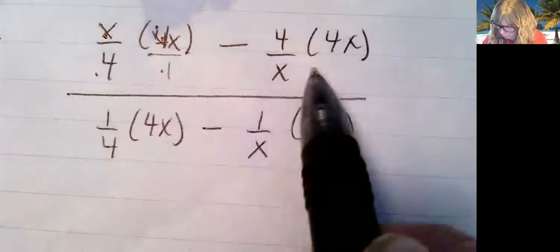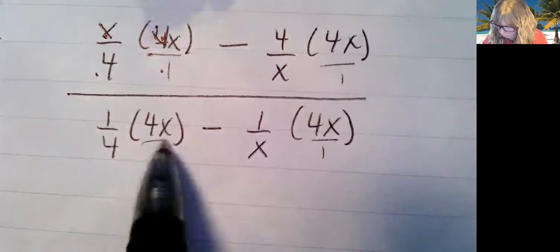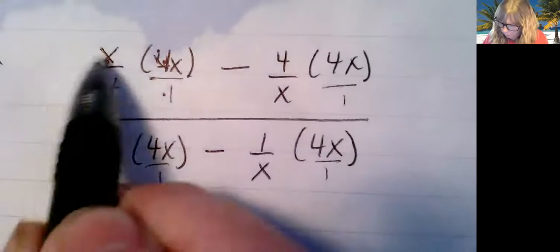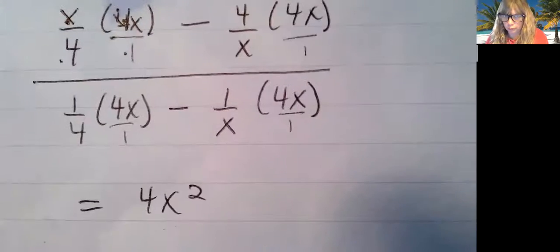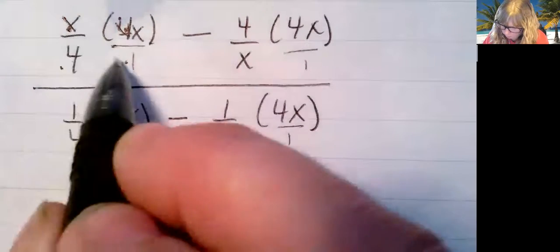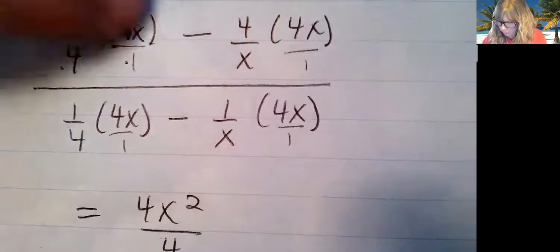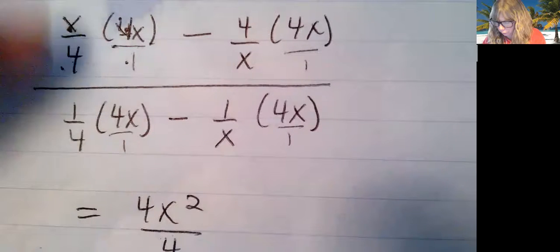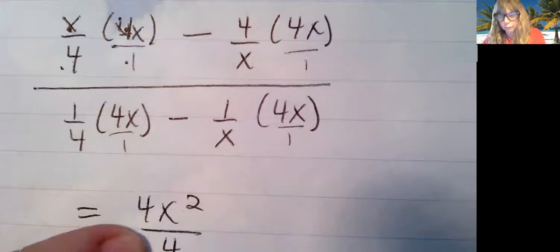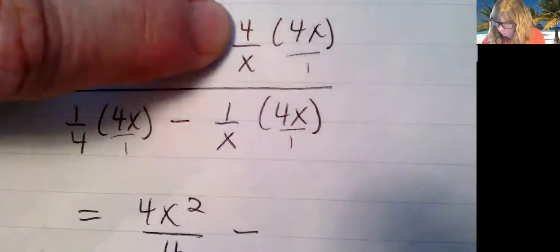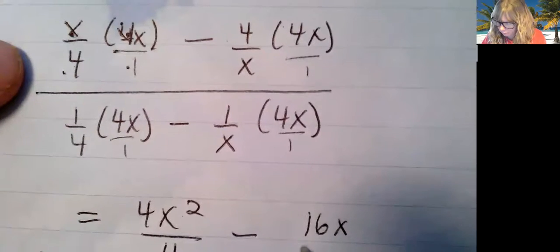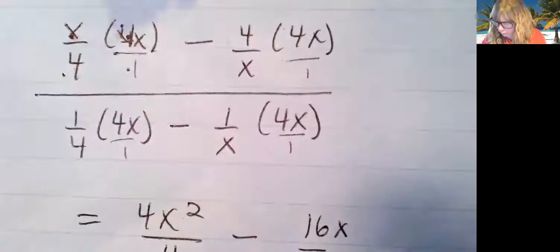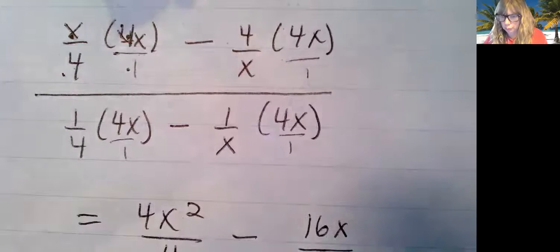So these are basically all over 1. So we're going to do x times 4x, which is 4x squared. Sorry, I can't get everything on the paper. And then 4 times 1, which is 4. So this term has turned into this term. Minus, and 4 times 4 is 16, 16x. And then x times 1 is x. So that's our top.